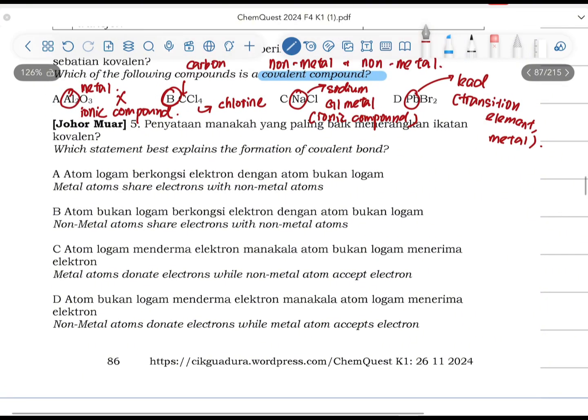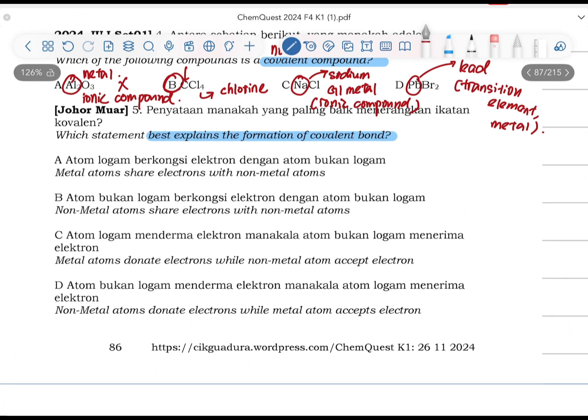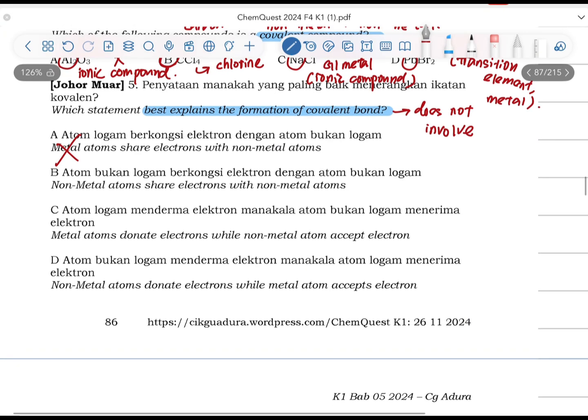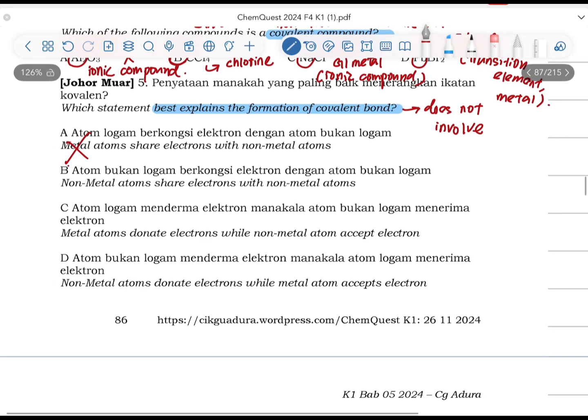Okay, next. Which statement best explains the formation of the covalent bond? The first one is metal atoms share electrons with the non-metal atom. It will not be the answer because a covalent bond does not involve metal. Next, non-metal atoms share electrons with the non-metal atom. So the answer is B.